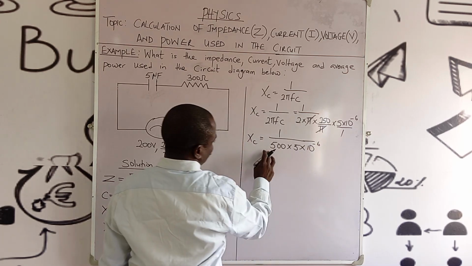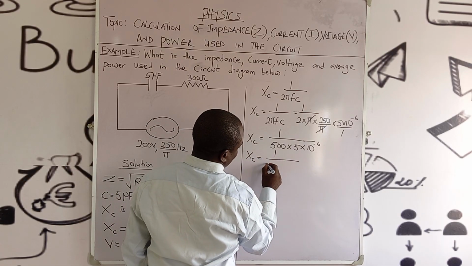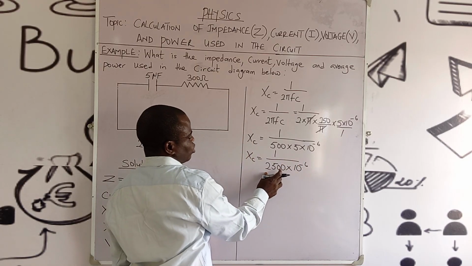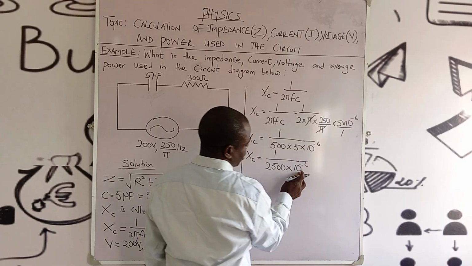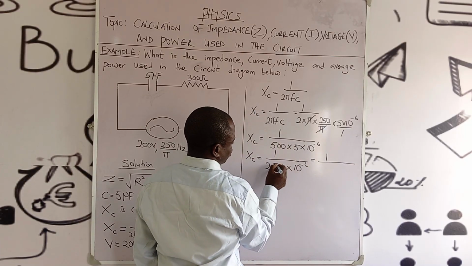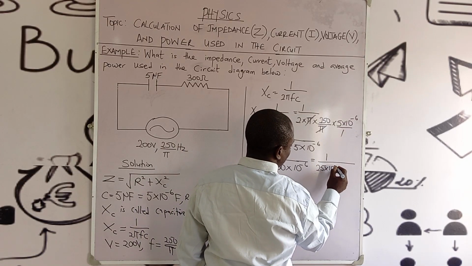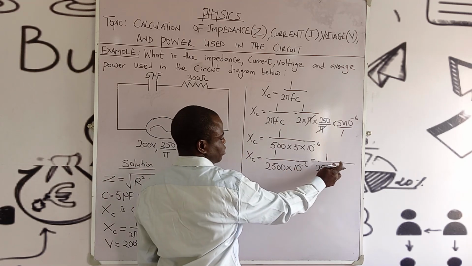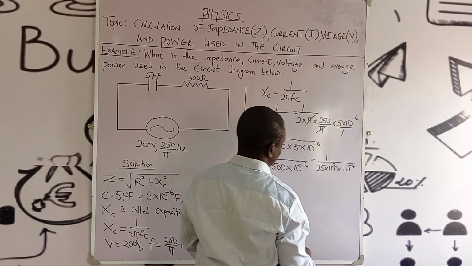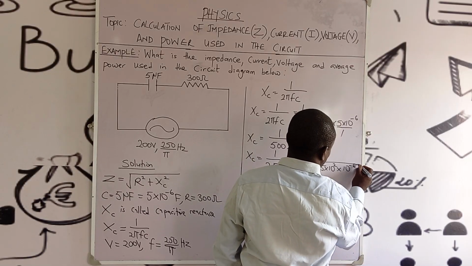When you get that, multiply 500 times 5, your Xc equals 1 over 2500 times 10 to the power minus 6. And let's change this one to standard form so that we can combine it with 10 to the power minus 6, which is 1 over, shift like this, 2 places, shift 2 times. So 25 times 10 to the power 2. We are shifting from right to left, so it will be positive index, times 10 to the power minus 6.